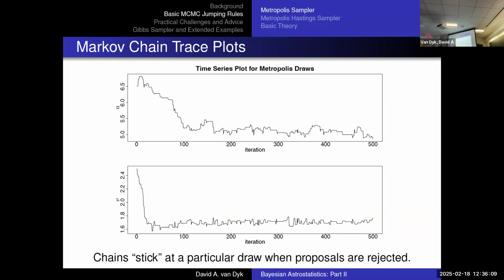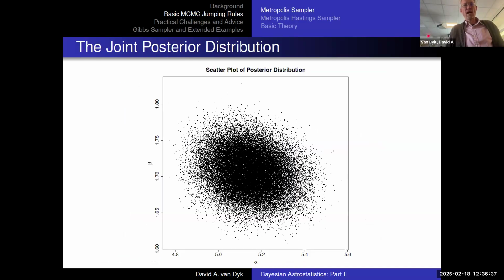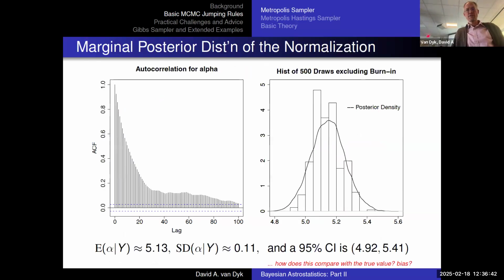I started up here, and the chain meanders down, taking a few iterations. The other thing you can see is it gets stuck. It sticks to the same value for a little while. What's going on there is I'm proposing and rejecting, proposing and rejecting, proposing and rejecting. When that happens, I stay in the same place. The same thing is happening with alpha. So even though I have 500 iterations, there are not 500 unique values.